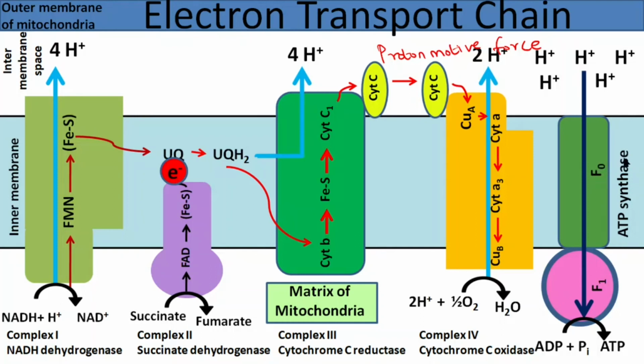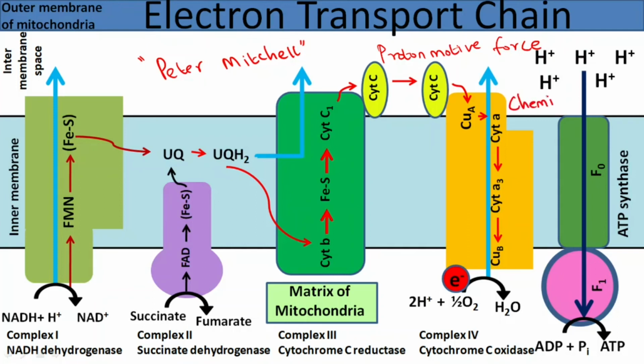synthase. As I told you already, ATP synthase has two parts, F0 which is integral part of inner membrane of mitochondria, and F1, the protruded portion, the head-like portion, is into the matrix of mitochondria. The entry of these protons into matrix of mitochondria through this F0 portion of ATP synthase is very well explained by the scientist Peter Mitchell. According to him, these protons enter into matrix by the process chemiosmosis.